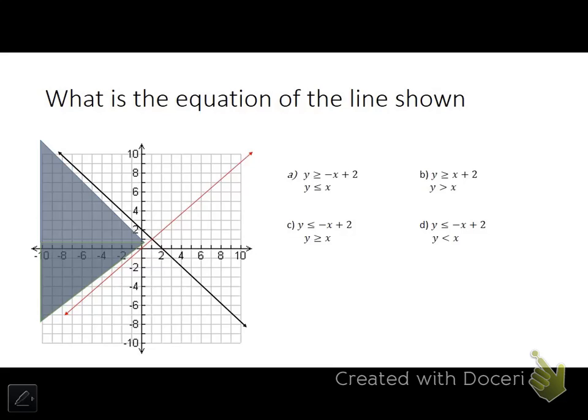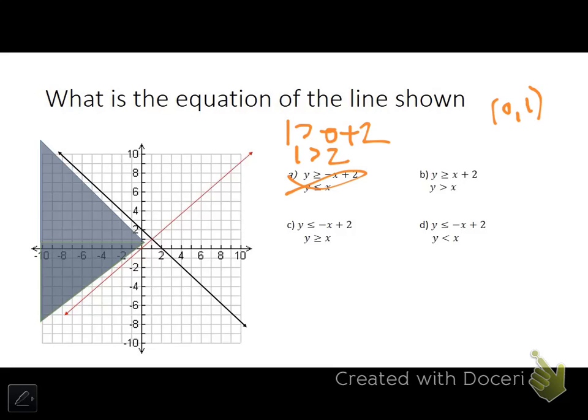What's the equation of the line shown? Okay, it looks like I can plug in my point 0, 1. So let's plug it in to A. 1 is greater than 0 plus 2. 1 is greater than 2, so that one didn't work.